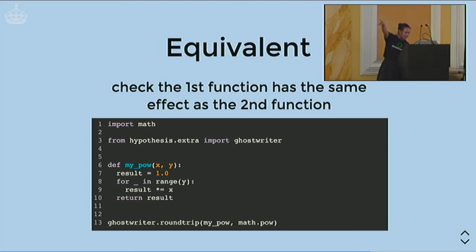So here you can see that I write a power function. I check it against the one in the math library. This one actually doesn't work because the one that I've written is wrong. So if you use this, you would be able to check it.